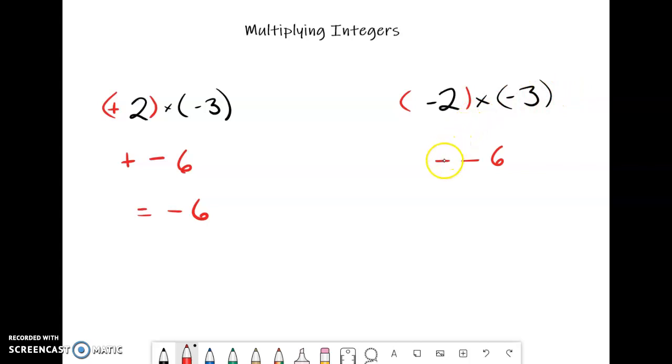You can look at this as the opposite of -6, which would give you +6. You could look at it as the opposite of a negative, which gives you a positive, and then you just bring down the 6. Eventually, you'll just remember that a negative times a negative is going to give you a positive.